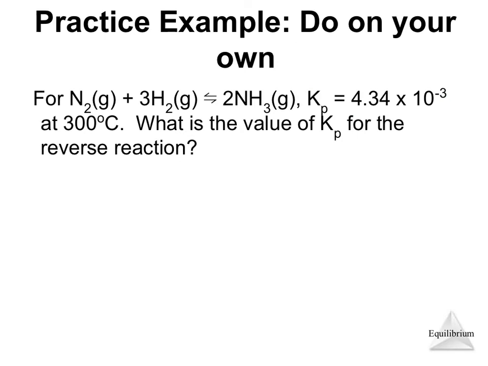Now I want you guys to try it. We're looking at Kp. Kp is going to follow the same rules. For N2 plus 3H2 gives us 2NH3, what is the value of Kp for the reverse reaction? Right now when I'm looking at this, the negative 3 tells me that it is reactant favored.